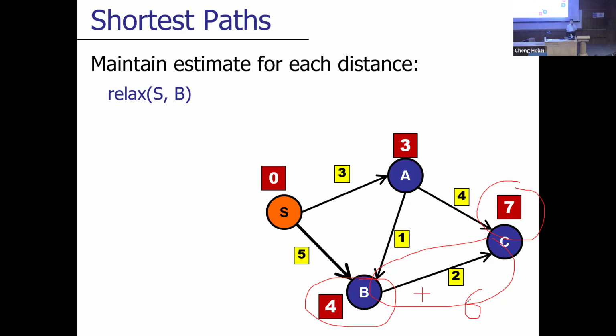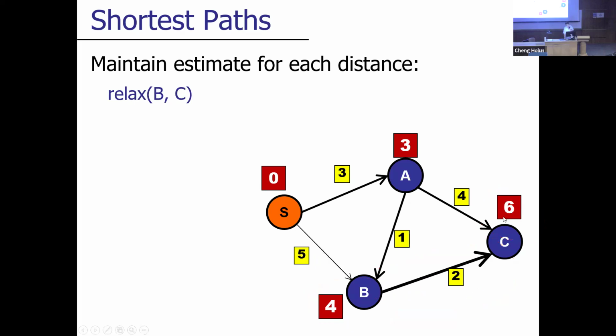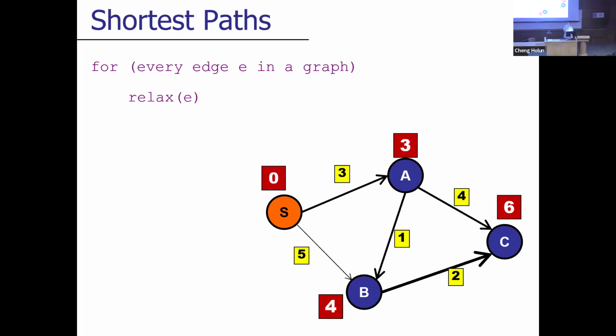That means my 6 is better than a 7. So that means I can update C to be 6, and so on. So relaxation is taking an edge and comparing your source and destination estimated distance to decide what your destination distance is. And the shortest path algorithm in Bellman-Ford is: for every edge, let's relax it.